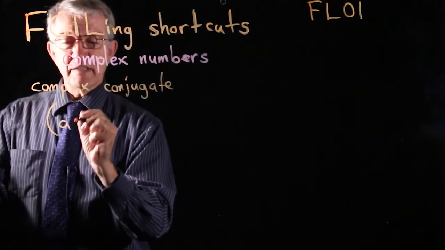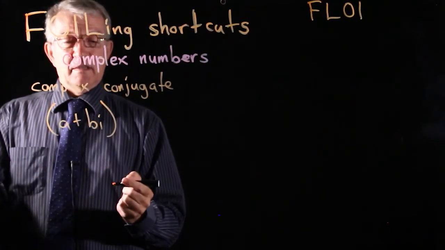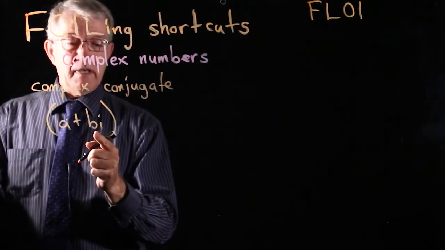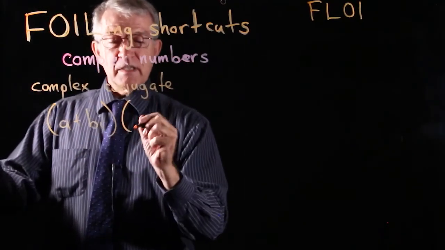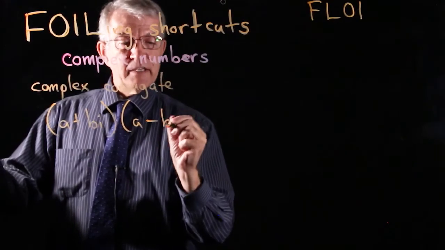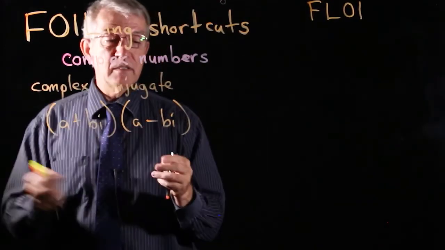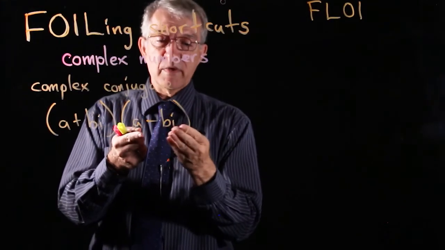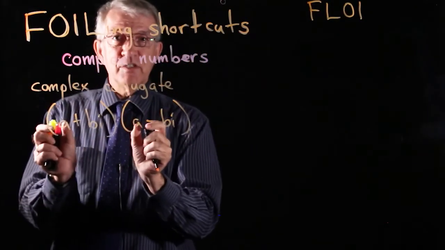And the idea is, if a plus bi, that's our generic complex number, a real part and an imaginary part, its complex conjugate is a minus bi. And it's that simple. There's a plus and there's a minus. Well, yeah, but what if you start with something where there's a minus? Well, then it changes to a plus. The beginning doesn't change at all.